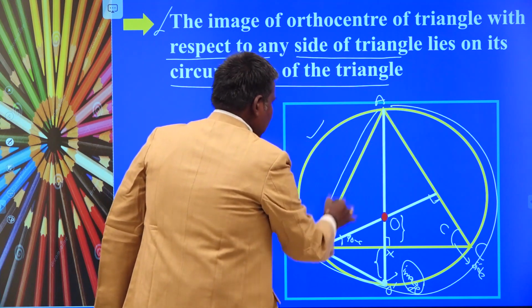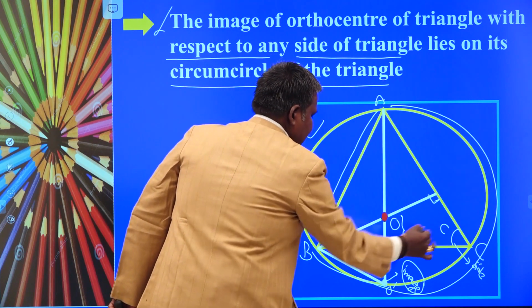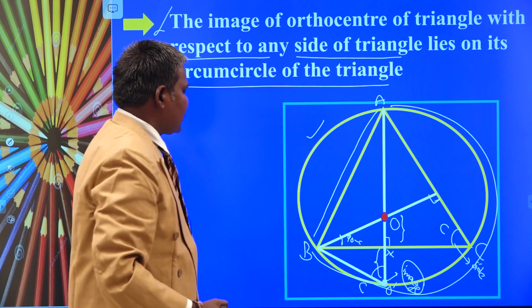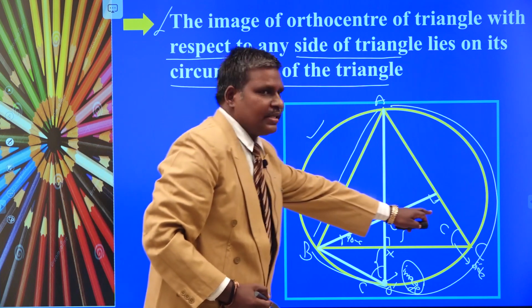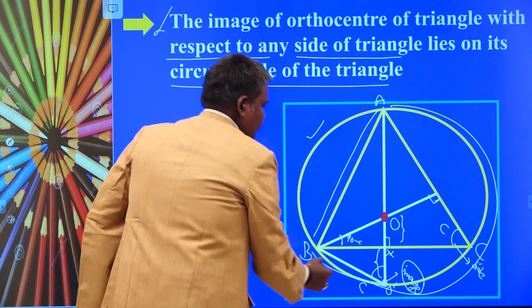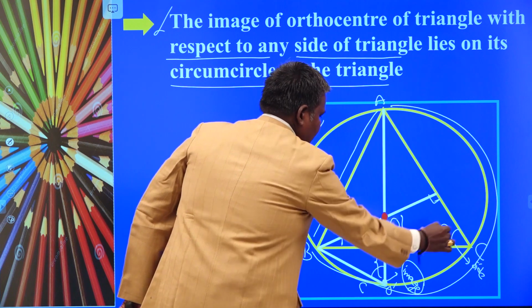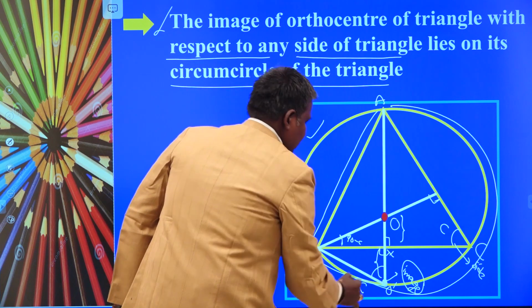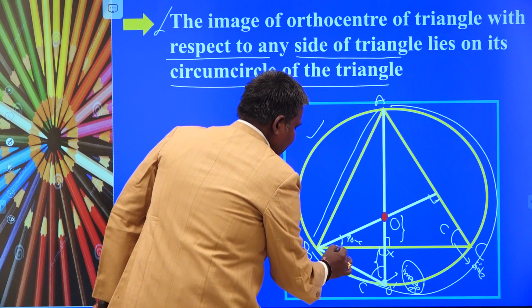For this AB, this is angle C. My question is, is it angle C or not? Angles in the same segment are equal. This is angle C. This is also angle C. These two are equal. Angles in the same segment are equal. This is 90 degrees. If it is C, automatically this will also be 90 minus C.